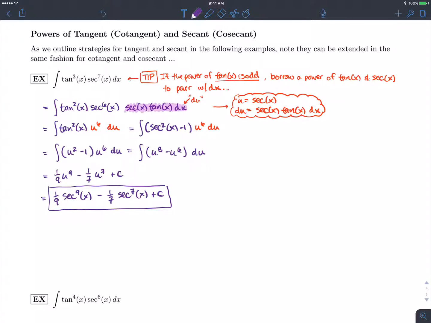Okay, so the takeaway from this, if you see an odd power of tangent that has some secants floating along in there, that's going to be the way that it goes. And one last thing that I'll mention, so this would have been the same as if we had a power of cotangent of x that was odd. What we would want to do is borrow a power of cotangent and cosecant of x. So they really are the same approaches, just using the cofunctions in this case.